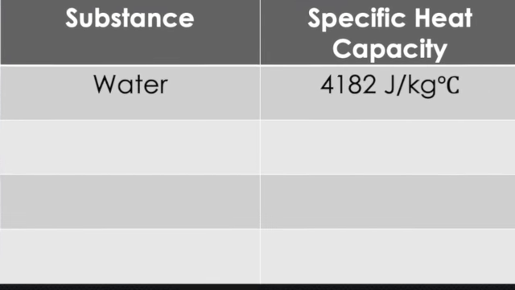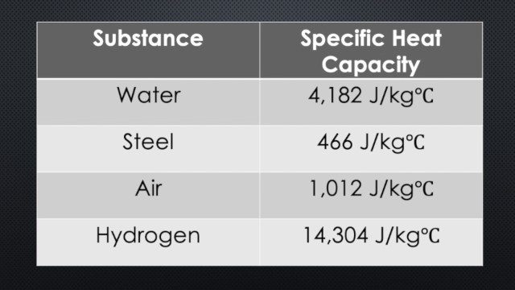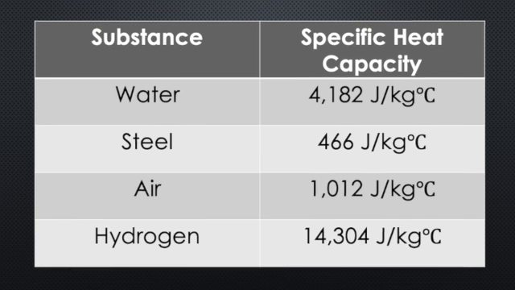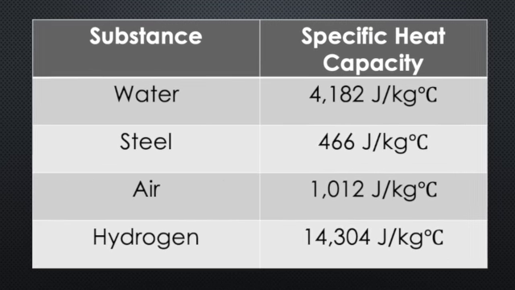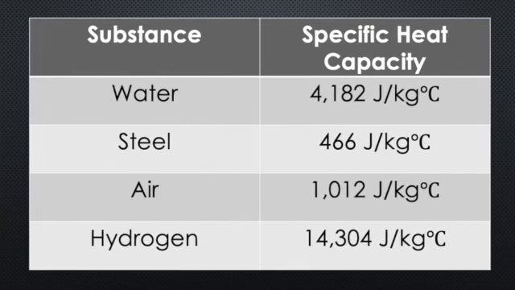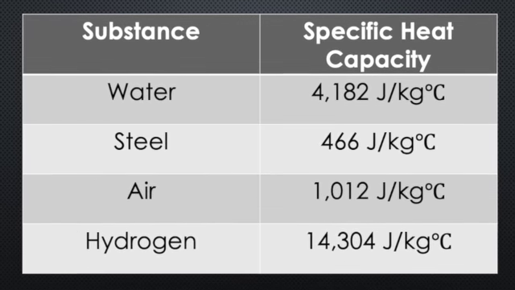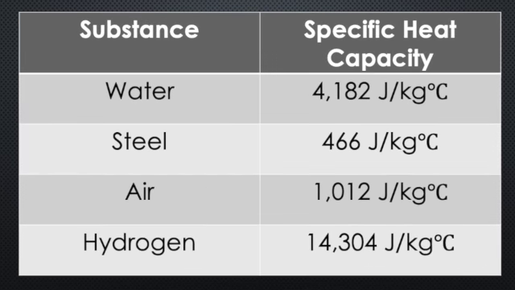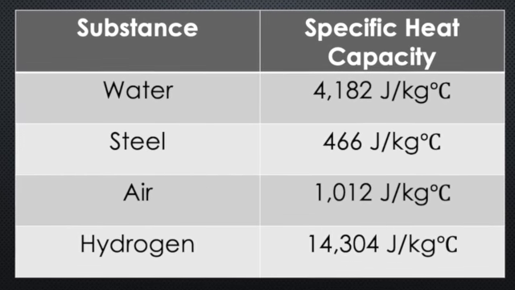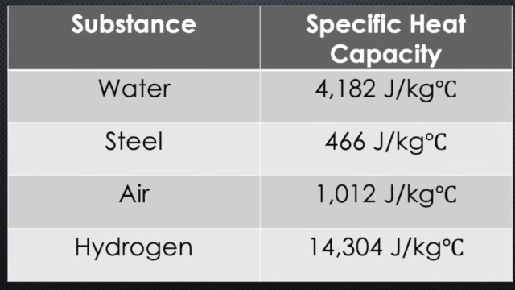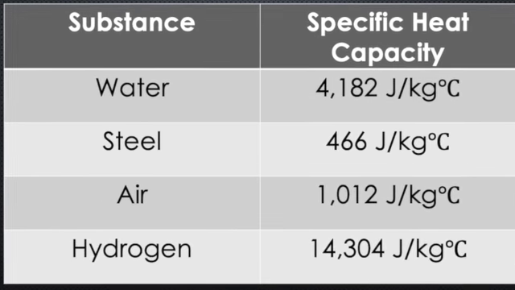Just to give you a benchmark, the specific heat capacity of steel is 466 joules per kilogram degrees Celsius. Air is 1012 joules per kilogram degrees Celsius. Olive oil is 1790 joules per kilogram degrees Celsius, and elemental hydrogen is 14,304 joules per kilogram degrees Celsius.